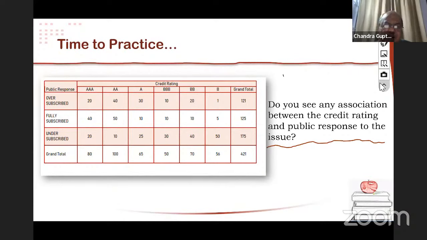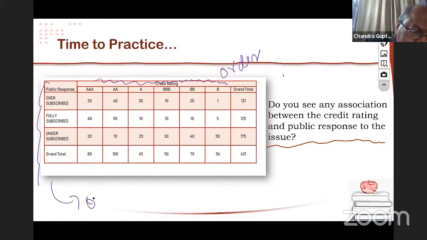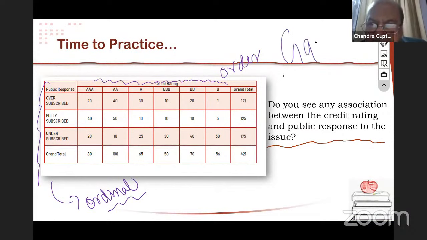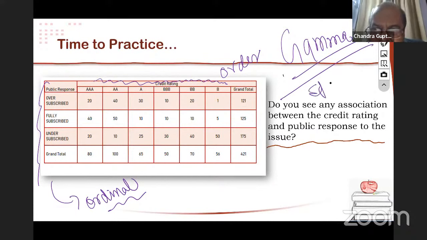Credit rating and public response. This is my ordinal data. I can say high rating, low rating. I can put them in order. Response is also ordinal data. So there you can use either gamma or Kruskal and Wallis gamma, or you can make use of Spearman rank correlation to find the relationship between them.